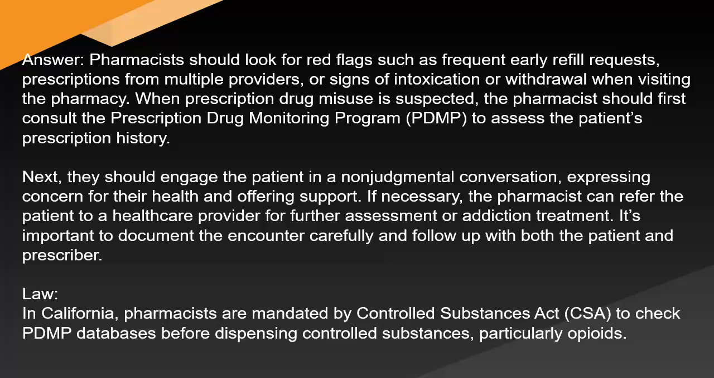When prescription drug misuse is suspected, the pharmacist should first consult the Prescription Drug Monitoring Program (PDMP) to assess the patient's prescription history. Next, they should engage the patient in a non-judgmental conversation expressing concern for their health and offering support. If necessary, the pharmacist can refer the patient to a healthcare provider for further assessment or addiction treatment. It's important to document the encounter carefully and follow up with both the patient and prescriber. Law. In California, pharmacists are mandated by the Controlled Substances Act (CSA) to check PDMP databases before dispensing controlled substances, particularly opioids.